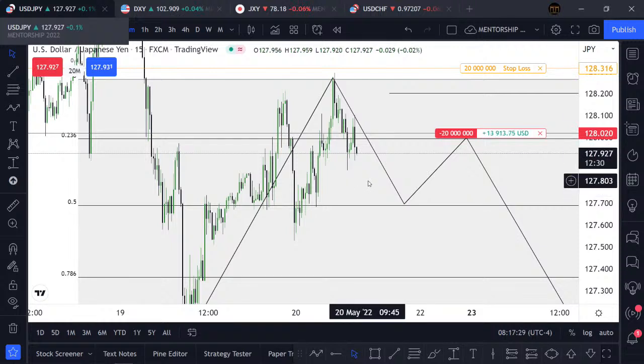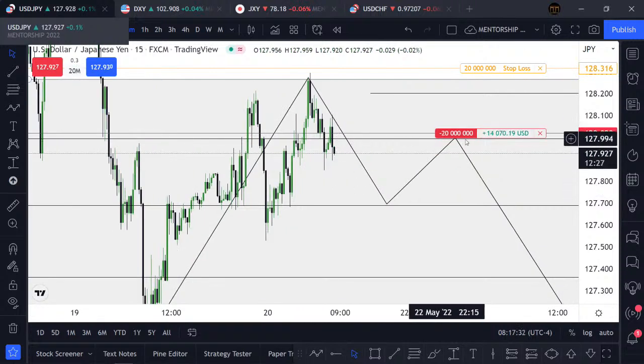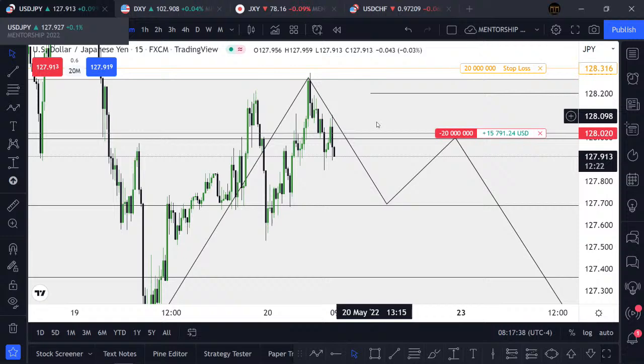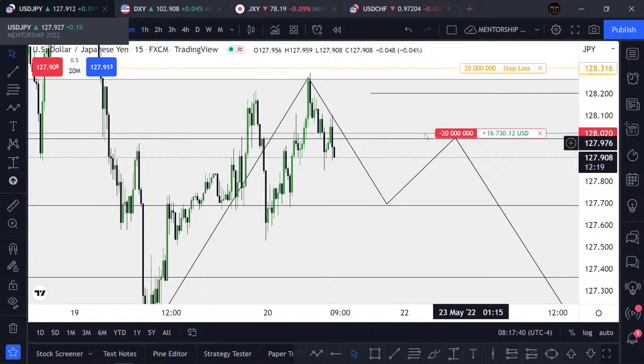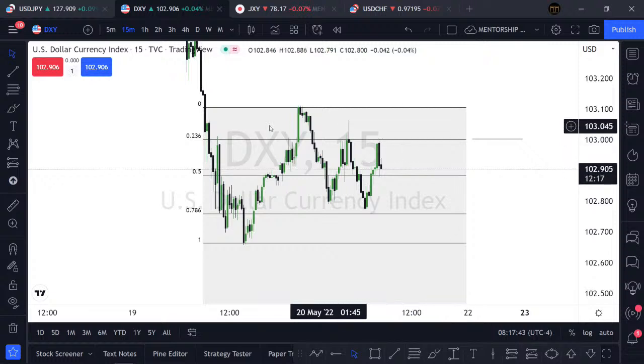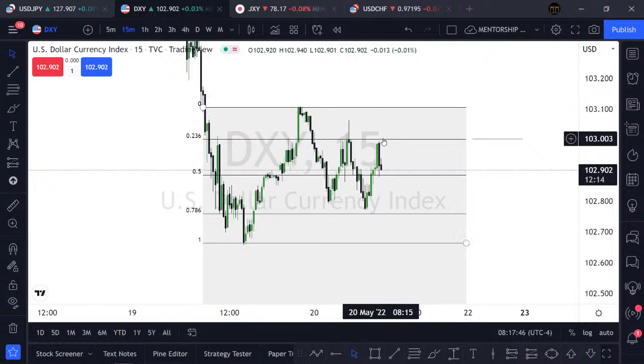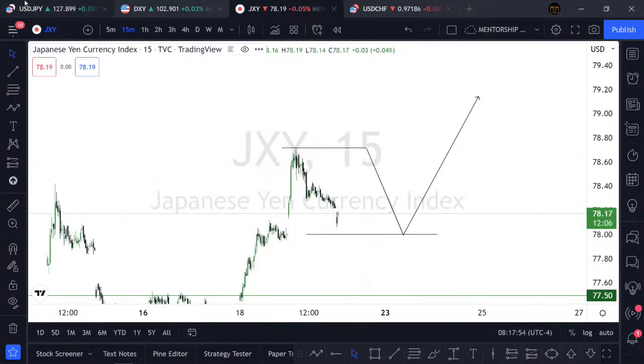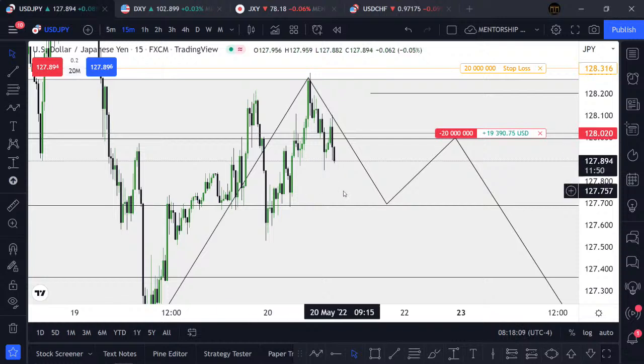So what do I do on USD JPY? Well, on the USD JPY, I am going to sell right here, just like you see, I sold there. Reason being, why am I selling here? It is because the dollar index respected, or is trying to respect, my 23% retracement level. Then the yen currency index, we see the 0 retracement level. I want to see it at least trade higher. So that's why I'm selling on USD JPY.